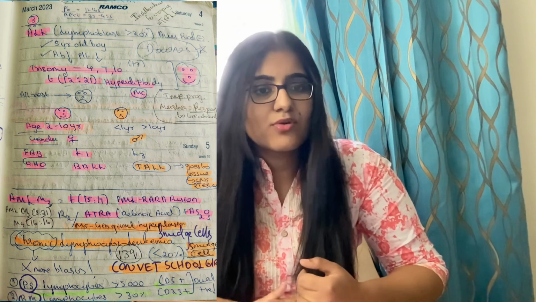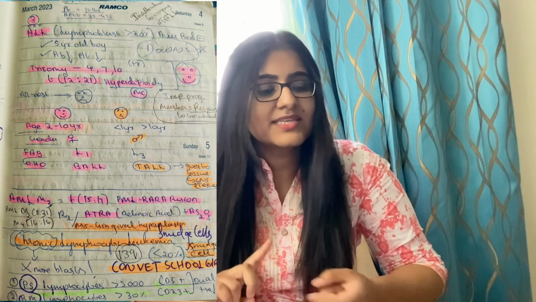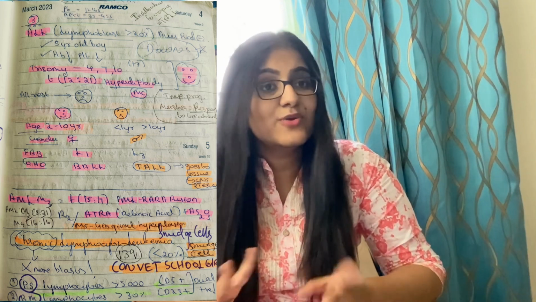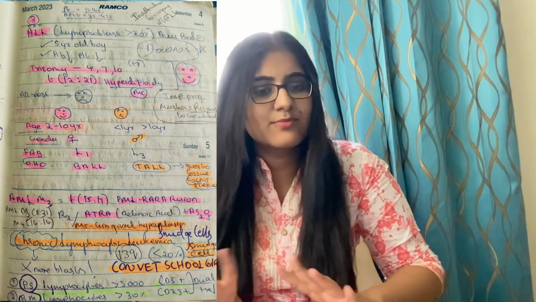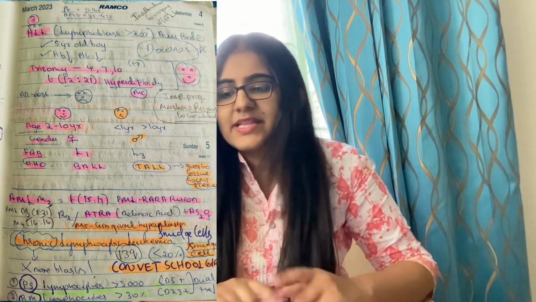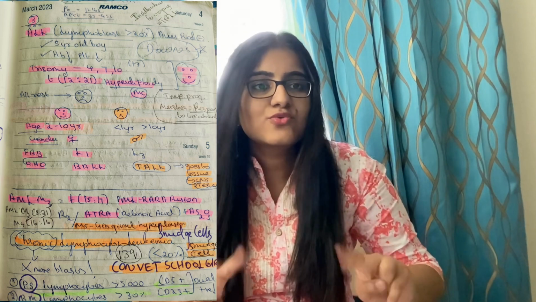And also peripheral smear lymphocytes more than 5,000. Also CD5 plus and CD23 plus, dual positivity. CD5 plus and CD23 both are positive. Okay. And also 13q deletion, you remember that. And in CLL we should remember two syndromes, Evans syndrome and Richter syndrome.